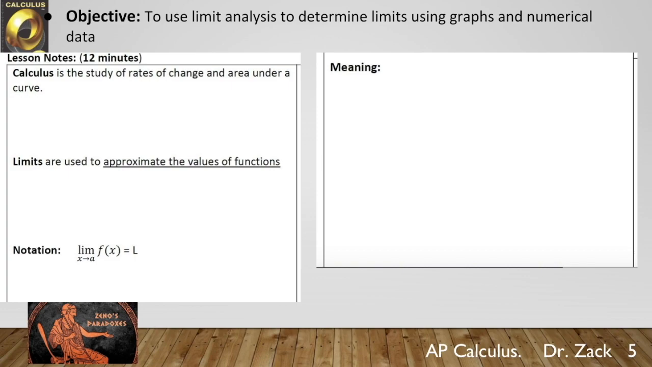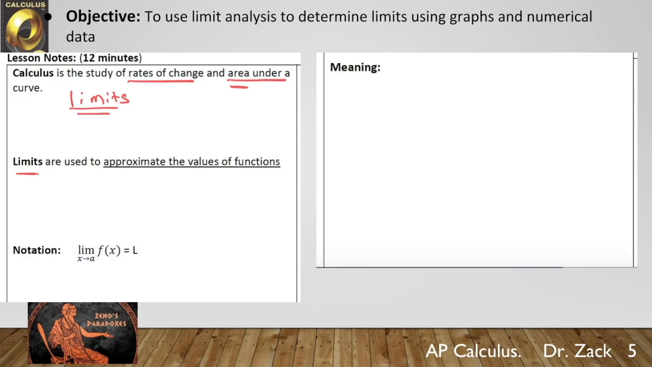So calculus is the study of rates of change and area under a curve. But for each one of the concepts that we study about rates of change, limits are going to be used to create our definitions. Limits are also used in areas under the curve. Limits, in general, are used to approximate values of functions. And well, let's look at the notation for a minute.